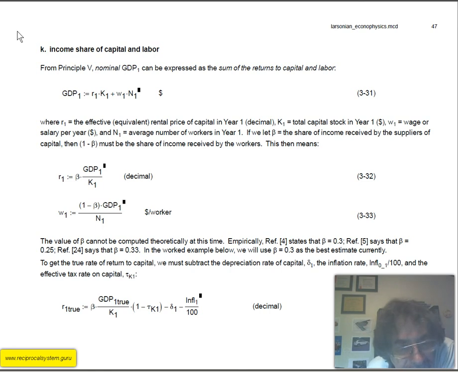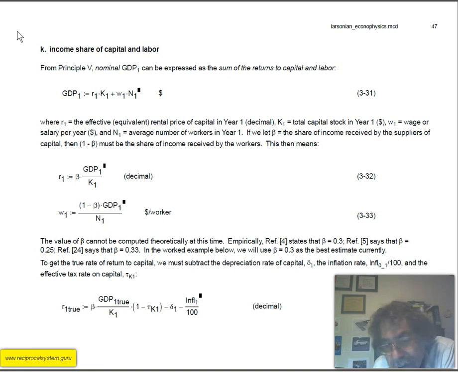The value of beta cannot be computed theoretically at this time. Empirically, reference 4 states that beta equals 0.3. That is, the return to the capital is 0.3 or 30%. And that's what we're going to use. But other references say 0.25 and 0.33. But we're going to use 0.3, which means that the workers get 0.7 or 70%.